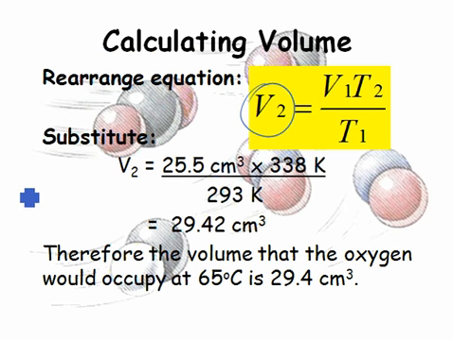The equation is V1 over T1 equals V2 over T2. So if we're solving for V2, we're going to have volume 1 times temperature 2 divided by temperature 1. When you do that, you should get a volume of 29.4 cubic centimeters.